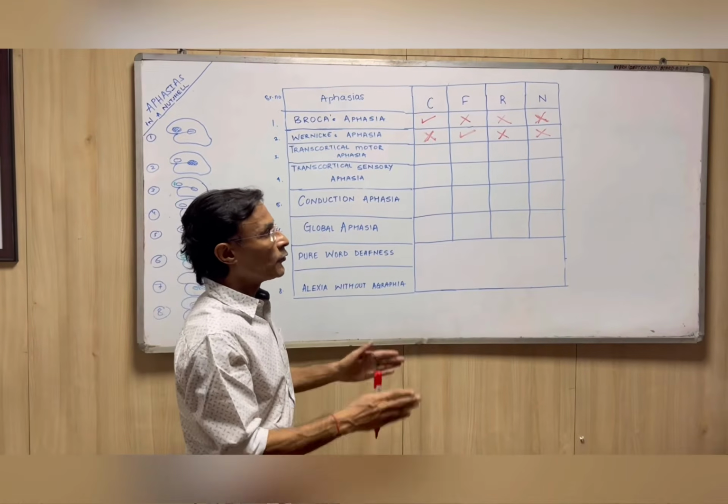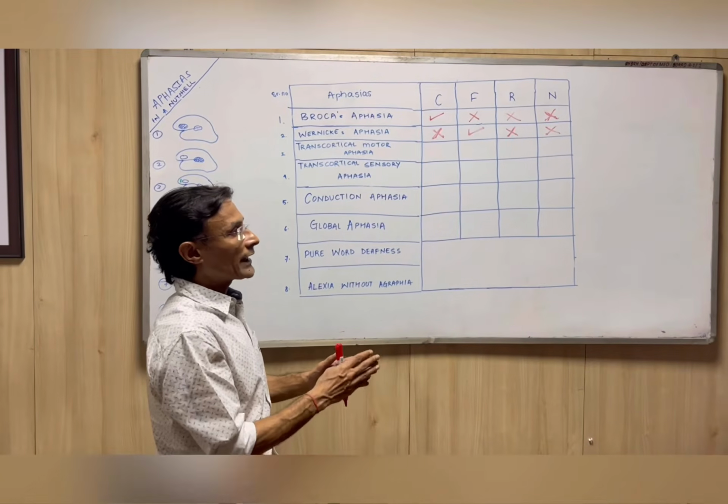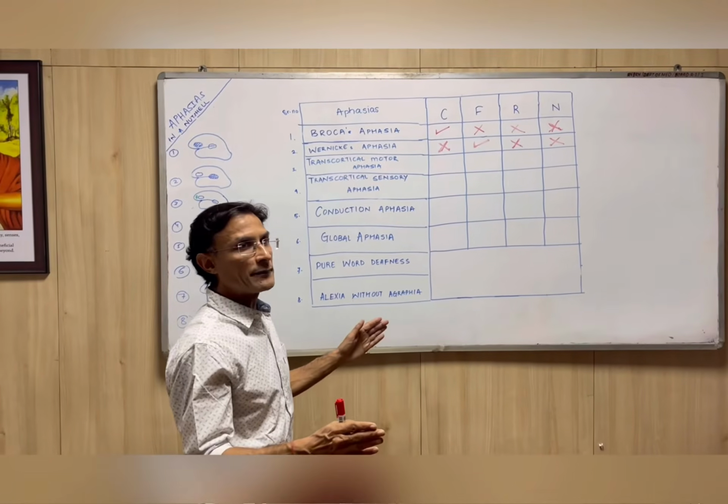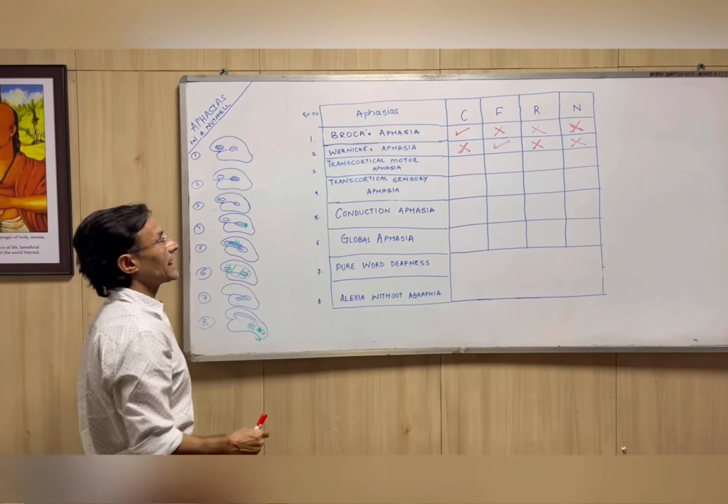The speech will be fluent with correct grammar, but whatever the patient is speaking will all be erratic; nothing can be comprehended by the examiner. So this is Wernicke's aphasia.